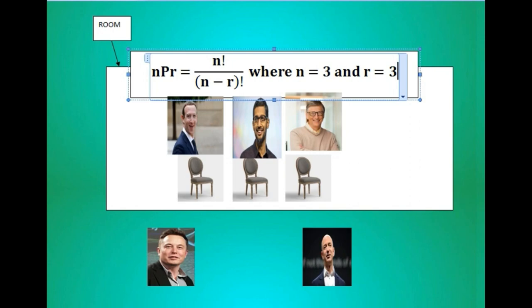So I'm repeating myself. I had 5 guests. Out of these 5 guests, I selected 3 guests. So initially I used the combination NCR, and now I have to arrange these 3 guests on the 3 chairs. So this is actually the arrangement part, which is permutation. I hope you are clear.